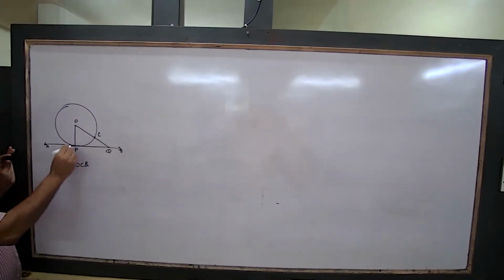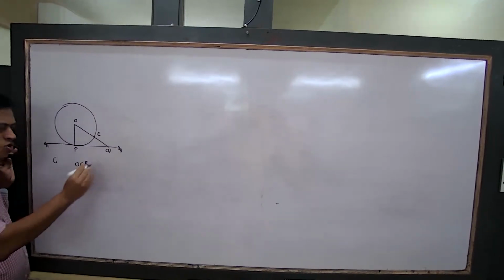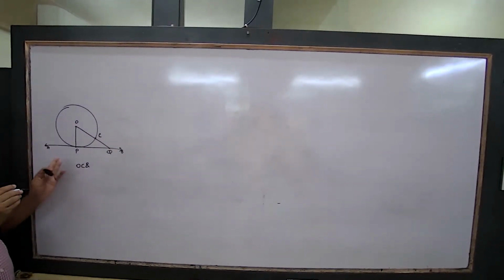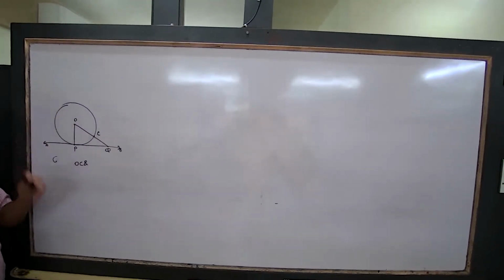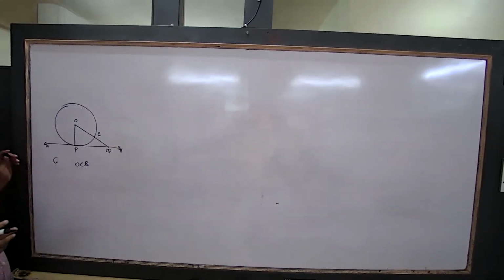Through this point, infinite lines we can draw. One will be the tangent. All other lines, whichever line you draw, will intersect the circle in two points. They are secants. Are you followed? Is it clear? Next, normal.